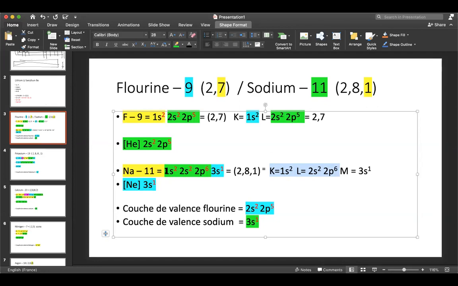You can either write it in this way, or you can write it this way. This in green here is just showing that this is neon. This here is neon. So the green here and the green here just represent the same thing, but it's just an écriture abrégée, some sort of shortcut that you can use to configure these elements.